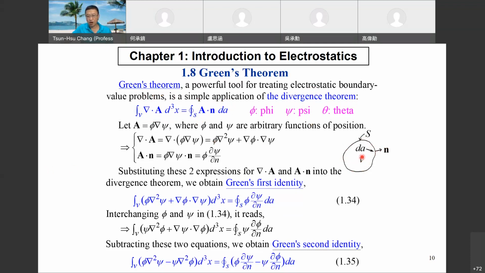V is the volume, and S is the surface enclosing this volume, just like this one, enclosing the whole volume.